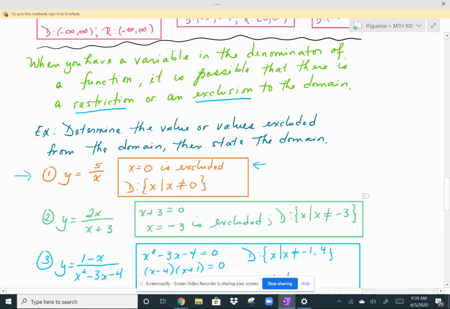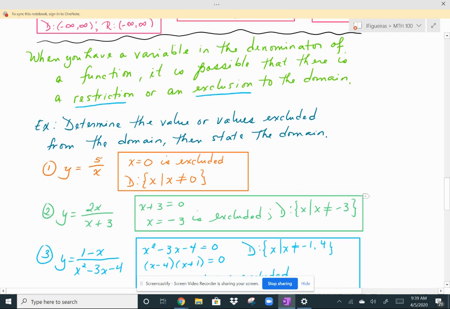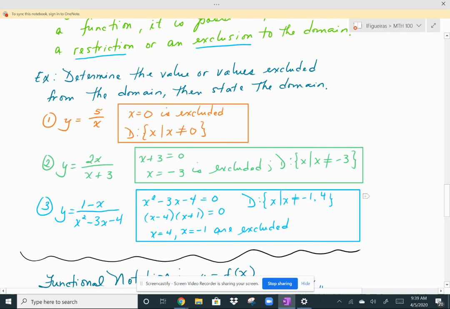Now, what's the domain? This is the way you state it in set builder notation. My domain is the set of all x such that x is not equal to 0. So what that implies is that any other number is in the domain except 0. We're only stating what x cannot be equal to, but that means all other real numbers are in the domain.